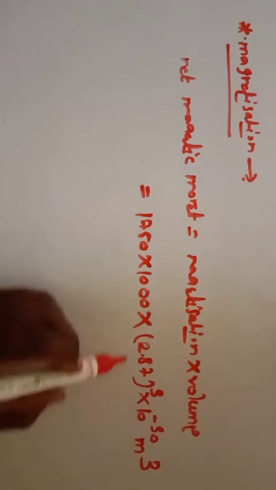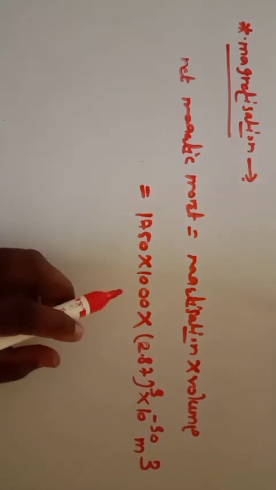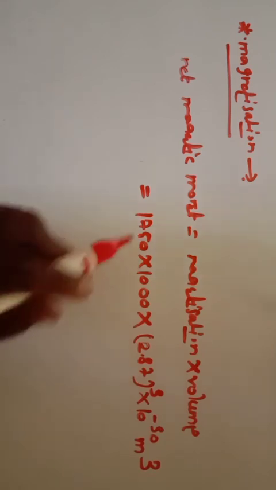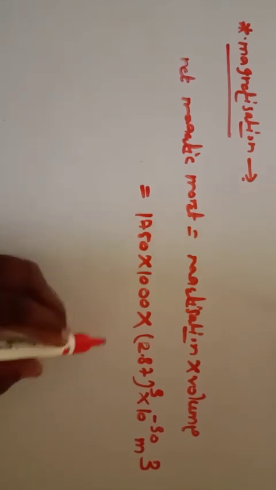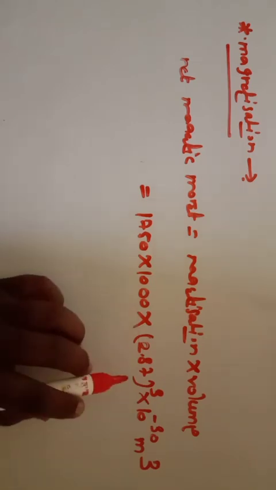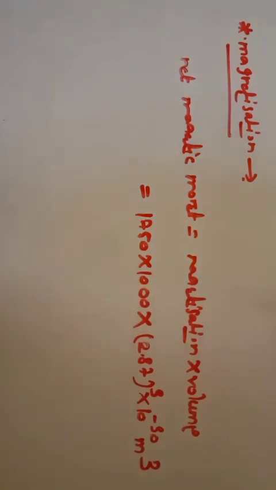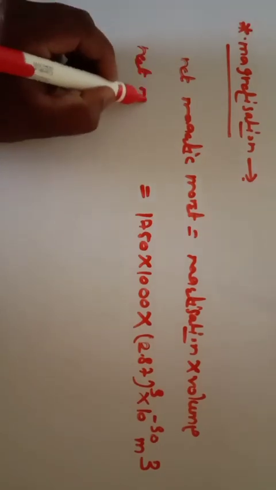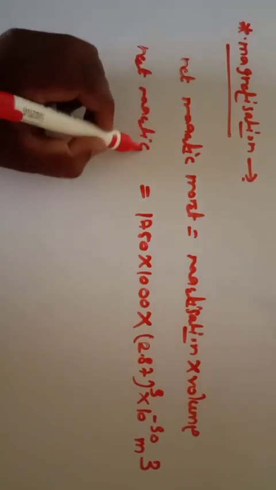So keep in mind, whatever the volume of the cube, which is equal to cell edge length cube, whatever the lattice parameter given, you have to make its cube and convert this angstrom unit into meter cube by multiplying the proper factor. And then the next important point is that you have to find out the net magnetic moment per metal atom.